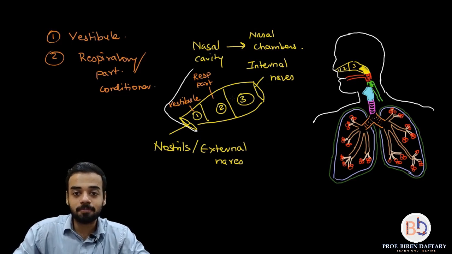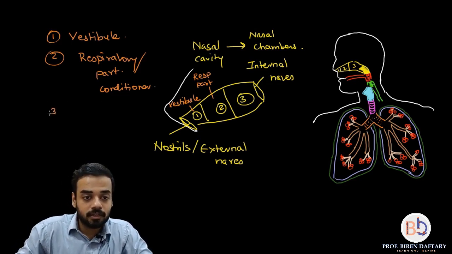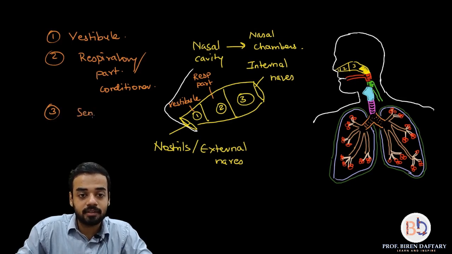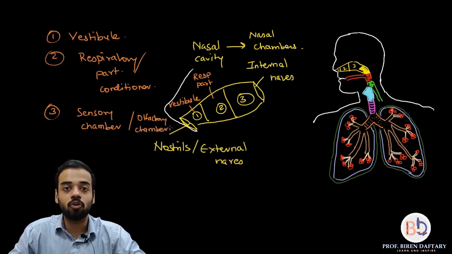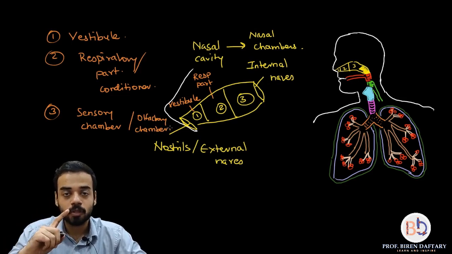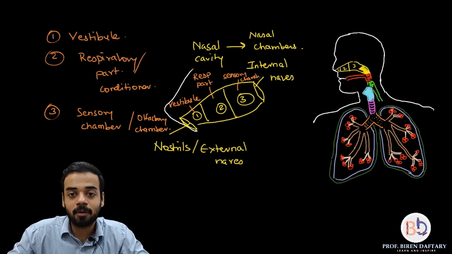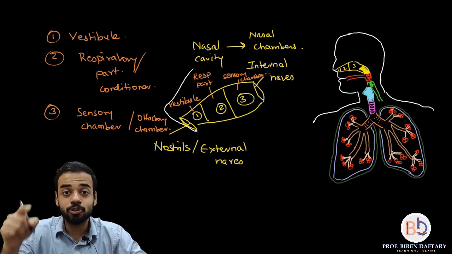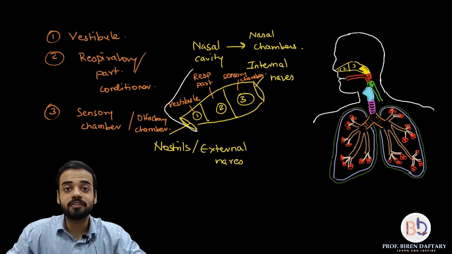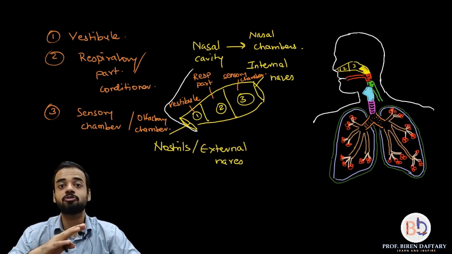Okay, and the last part of the nasal chamber is called the sensory part or the sensory chamber, or it is also called the olfactory chamber. Remember the word olfactory or olfaction refers to your sense of smell. So this last part which is present over here, I am going to write down sensory chamber. This part is responsible for your sense of smell. So you can smell things because of this part. If this part was not there in your nose, then you would not be able to smell anything.